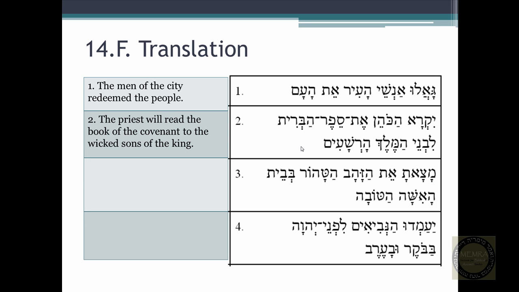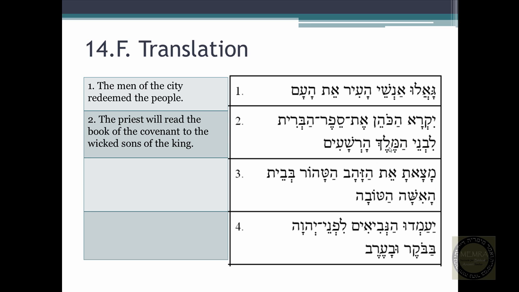So let's turn our translation on here. The priest will read, direct object marker, sefer haberit, noun, noun. Again, two nouns, think construct. And haberit is definite, so it's the book of the covenant. And then livnei, we have a preposition, and then b'nai, okay, that would be the plural in construct of the word sons. And we have a preposition plus noun.